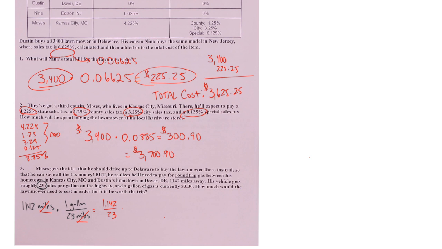So 49.65, which should be familiar. I'm not trying to trick you here. We did this one already. The only difference is the lawnmower changes. So 465 gallons. So now we have to say gas is $3.30 a gallon, so times that by 3.30. So one way is $163.85. So round trip, multiplied by 2, you get $327.70.